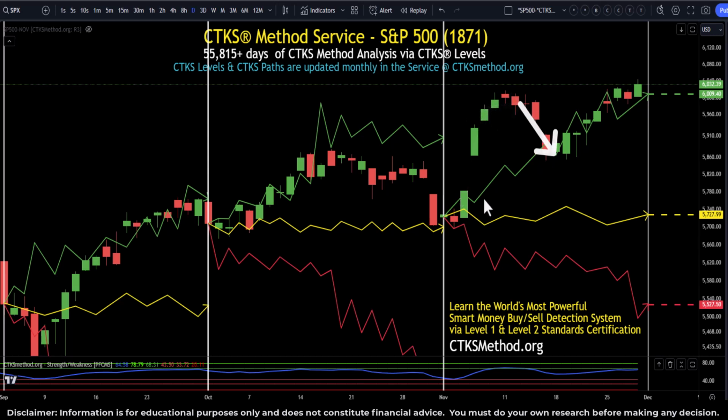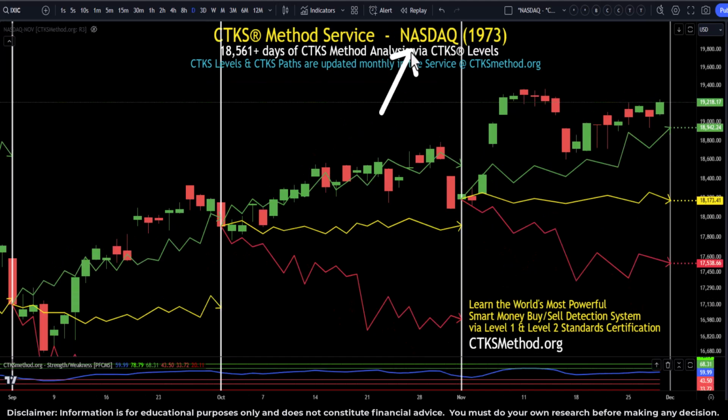We've seen for the S&P 500 this month, it actually rejoined the normalized positive price path and it's very close to closing out on that end of month value. You can learn to do these CTKS paths yourself by learning Level 1 and Level 2 standard certification. Turning to the Nasdaq, we can see that the Nasdaq has been really powerful this month. It exploded upwards, but it's very close to the normalized positive price path, just slightly above it.